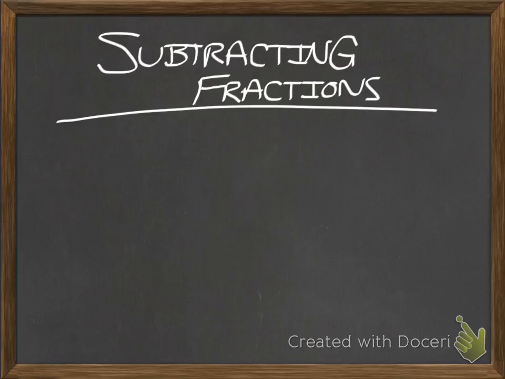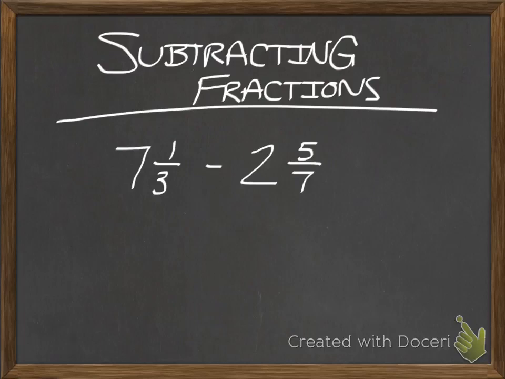Now, I want you to pretend that we have 7 1/3 minus 2 5/7. Okay, now the first thing that I know about adding and subtracting fractions is that I always need to have a common denominator. So in this case, 7 and 3, my best common denominator is going to be 21. So I want to take this times 7 and this times 3 so that my denominators look the same. Remember, with a fraction, anything I do to the bottom, I have to do to the top.